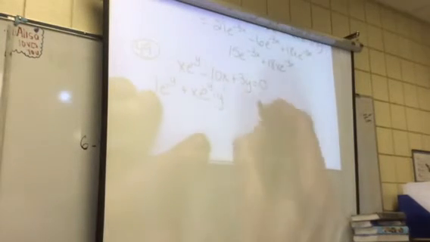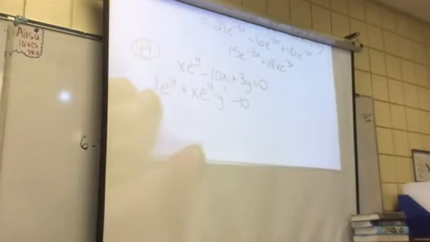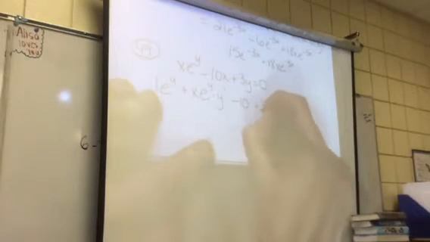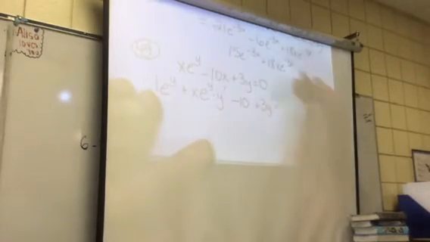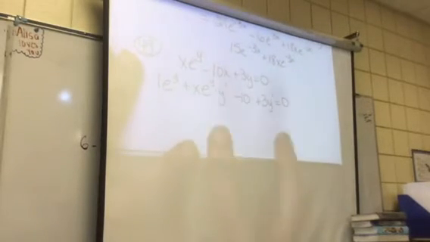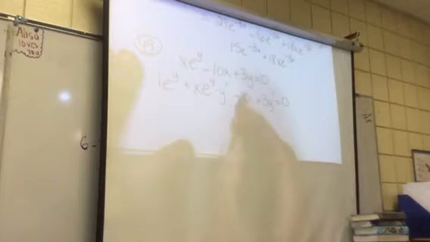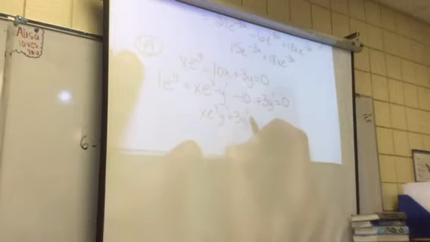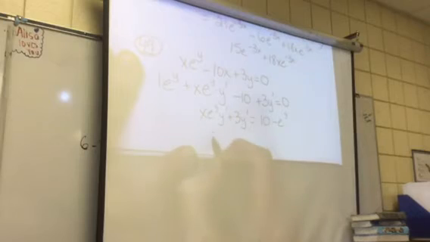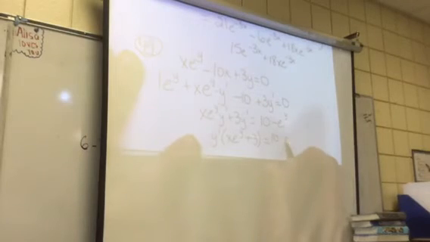Now the derivative of negative 10x is just negative 10. The derivative of 3y is 3y prime. And the derivative of 0 is simply 0. So I'm going to move everything without a y prime to the other side. Factor out your y prime so that we can isolate it. And then divide by that factor. So you should have y prime would be 10 minus e to the y.